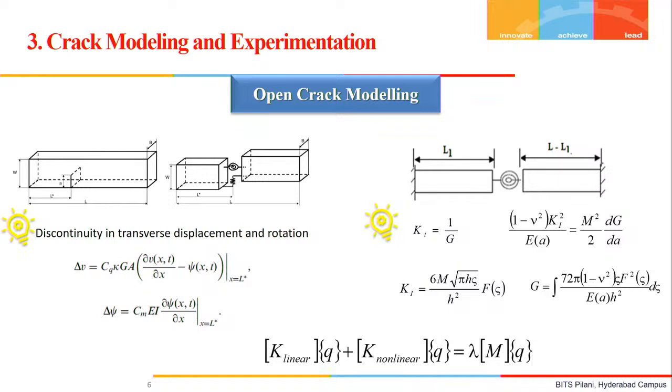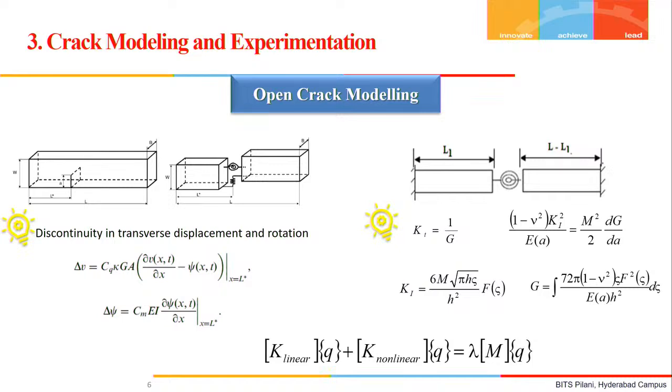the left side of the beam is modeled as a different sub-beam. Right hand side of the beam is modeled as a different sub-beam. Both the sub-beams are connected with the one torsional and one extensional spring. This torsional spring represents the discontinuity in the rotation at this crack location, and the extensional spring will take care of discontinuity in the transverse displacement in this particular crack location.